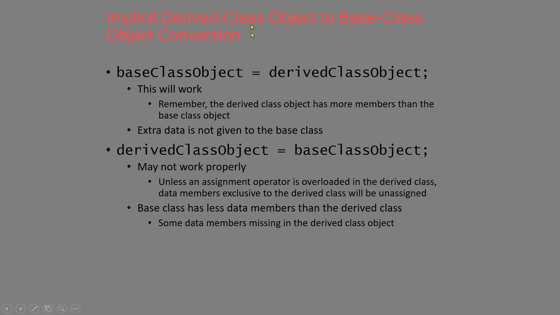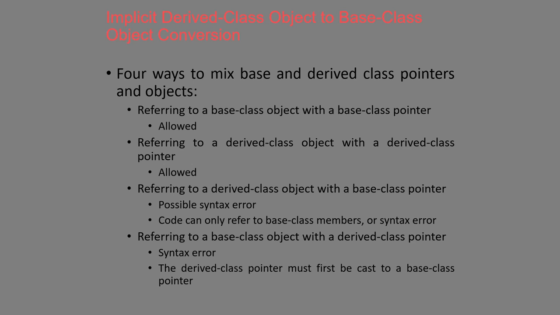If we assign the derived class object to the base class, the derived class object has more members than the base class object, this is for sure. So the extra data is not given to the base class. And if we assign the base class object to the derived class, in some cases it may not work properly.